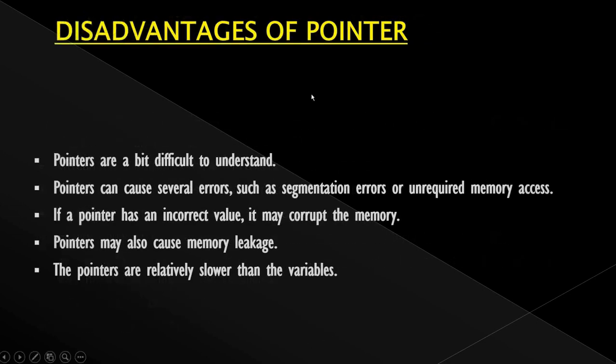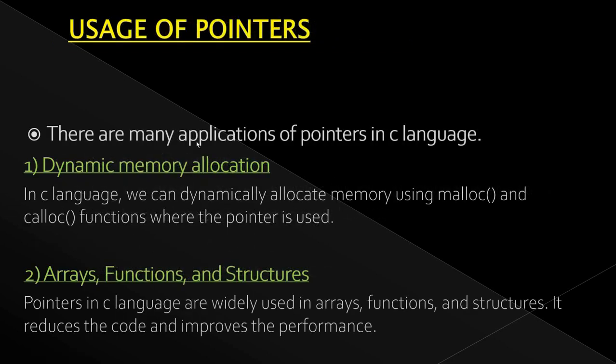Now let's discuss disadvantages of pointers. Pointers are a bit difficult to understand. Pointers can cause several errors such as segmentation errors or unrequired memory access. If a pointer has an incorrect value, it may corrupt the memory. Pointers may also cause memory leakage. Pointers are relatively slower than variables.